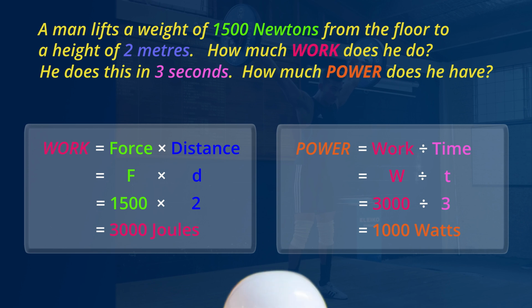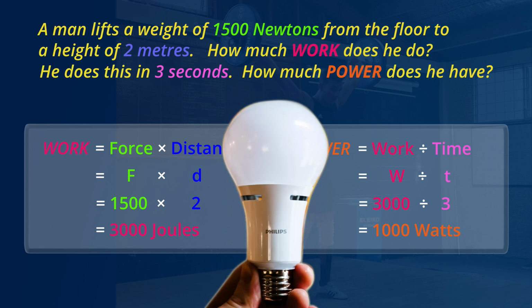Let's put that in perspective. An LED light uses 10 watts of power every second. The power of this one lift is the same as running an LED light for 100 seconds. That's a bit more than 1.5 minutes.